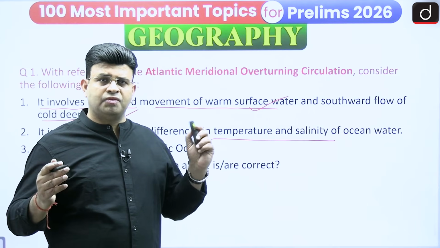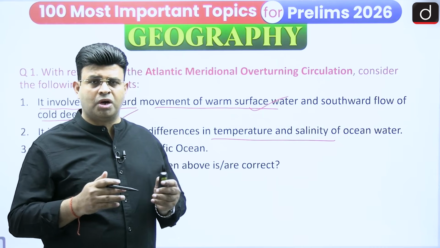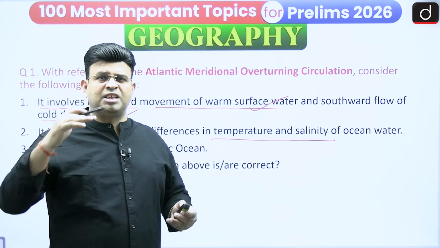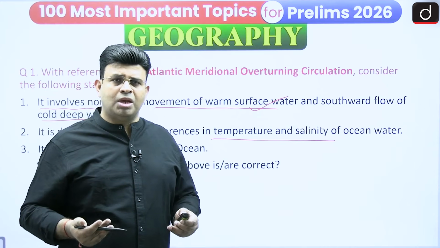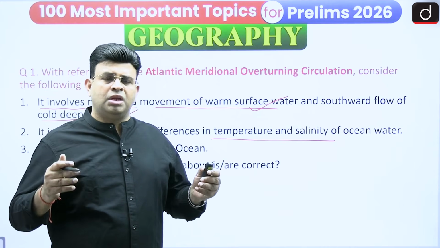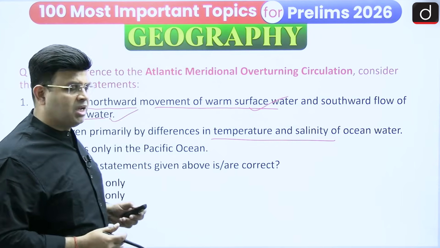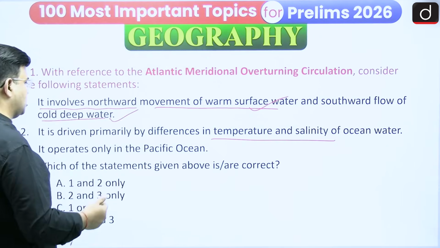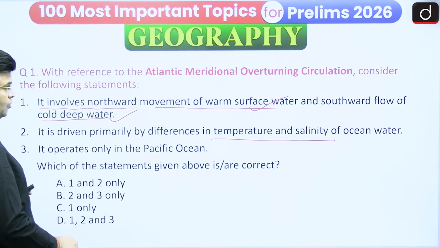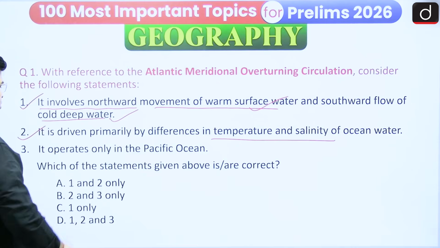If the temperature is very cold, the water will be compressed, and if the ocean is warmer, it will be larger, comparatively expanded. If the temperature is more, then due to thermal expansion the level of water is higher. So we can say it is driven primarily by the difference in temperature and salinity of ocean water. So yes, it is also correct.